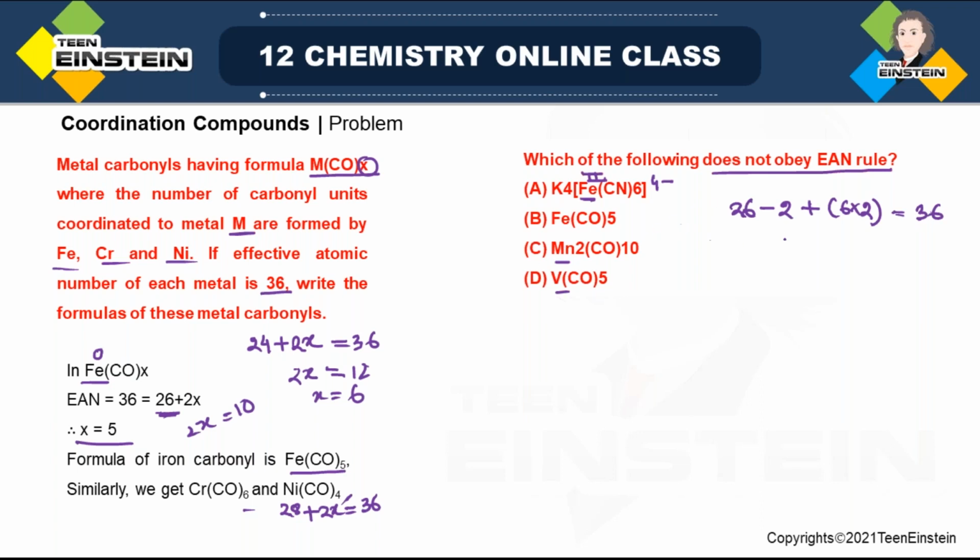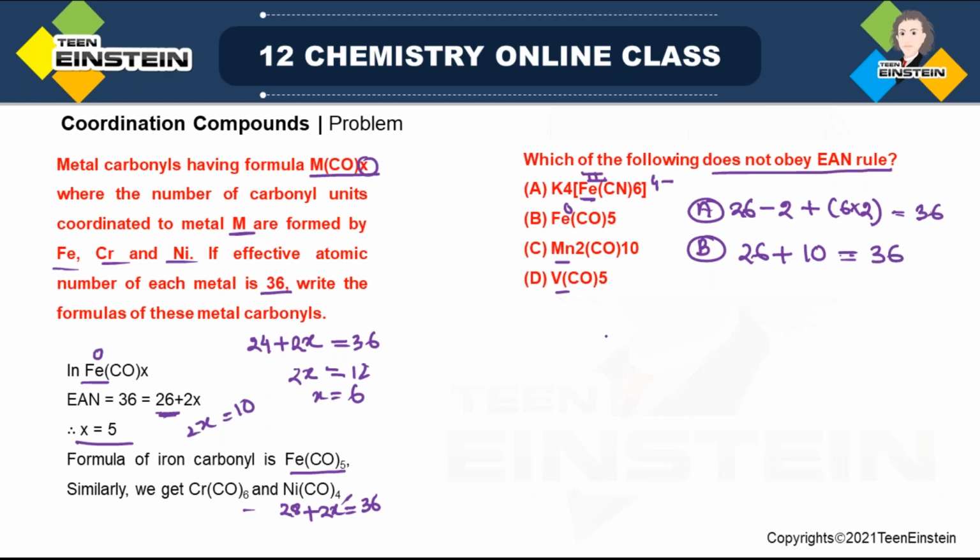Then for Fe(CO)5, again 26, but now the oxidation state is 0, so you don't have to subtract anything. For each carbonyl it is 2, so it is 10. Again we are getting 36.